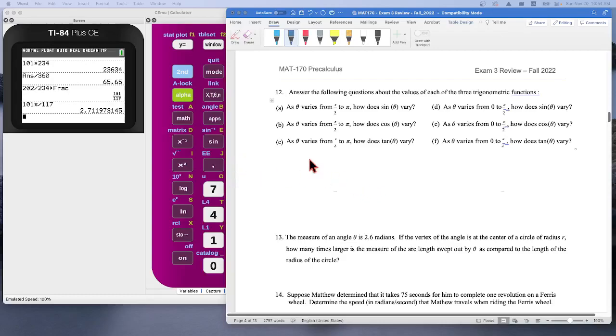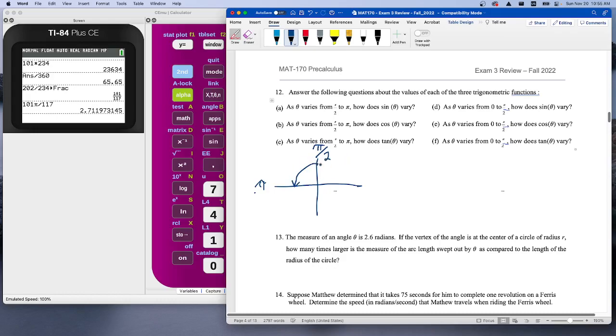For number 12, we've got basically two types of questions. The A, B, C, all going as theta goes from pi over 2 to pi. So if the angle moves from pi over 2 to pi, that's over here. As we move in this direction, what is happening to the angles?